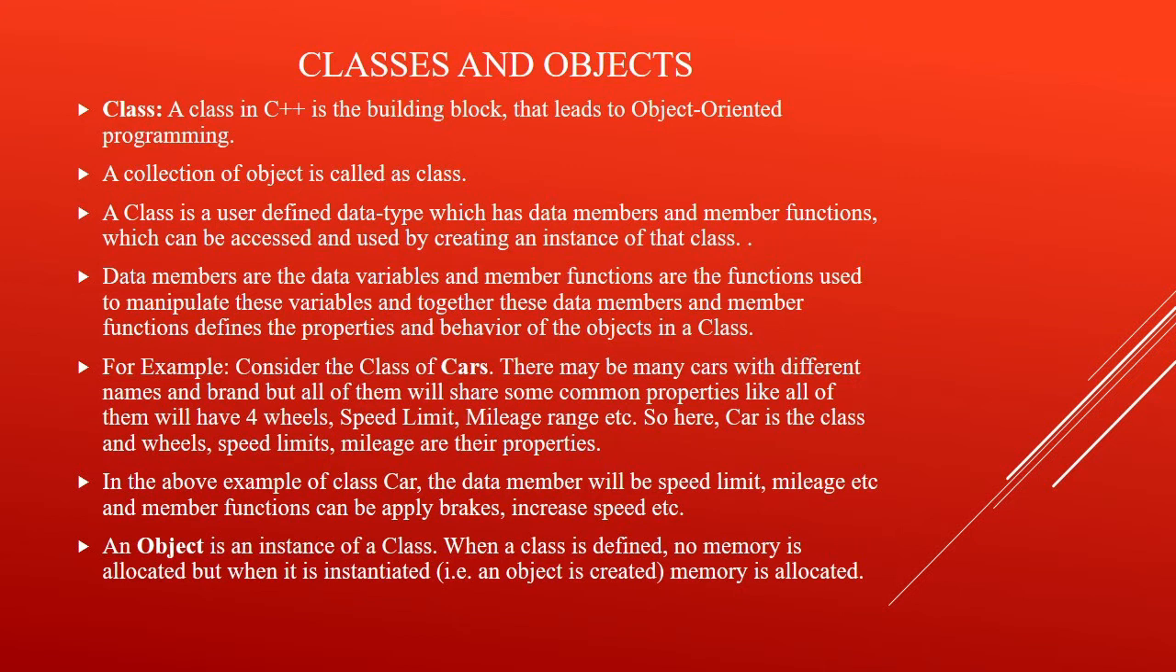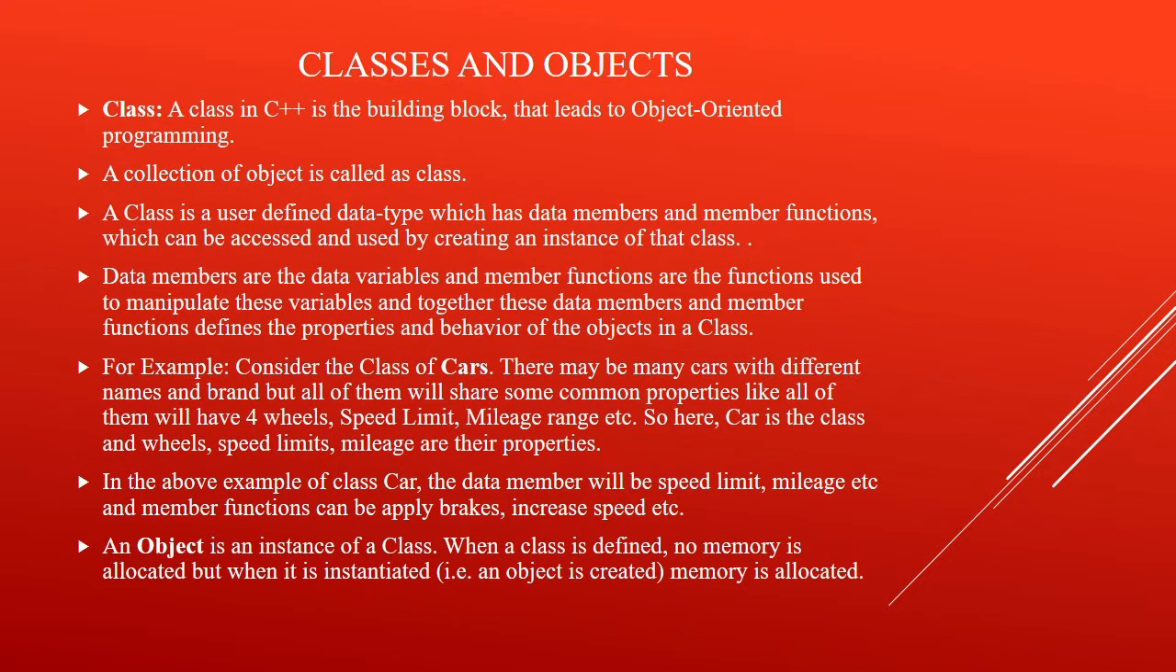For example, consider the class of cars. There may be many cars with different names and brands, but all of them will share some common properties, like all of them will have 4 wheels, speed limit, mileage range, etc. So here car is the class and wheels, speed limit, mileage are its properties. In the above example of class car, the data members will be speed limit, mileage, etc. and member functions can be apply brakes, increase speed, etc.